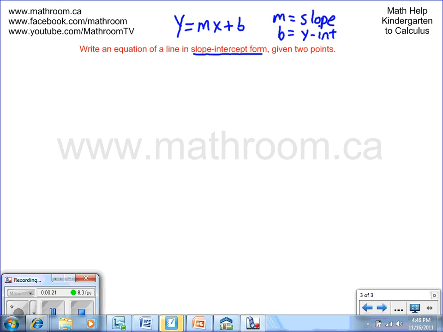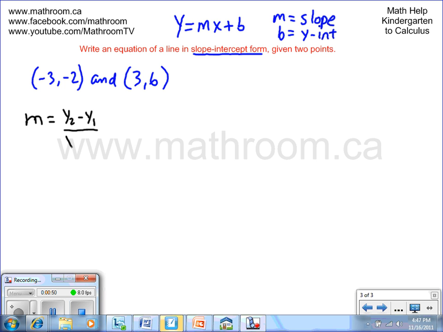Okay, so let's look at the line that passes through the 2 points (-3, -2) and (3, 6). In order to find the equation and be able to write the equation, we have to find the slope of this line. So the equation for slope of a line is m equals y2 minus y1 over x2 minus x1. And we'll assign this as x1, x2, y1, y2. Okay, so now we're going to plug in those points.